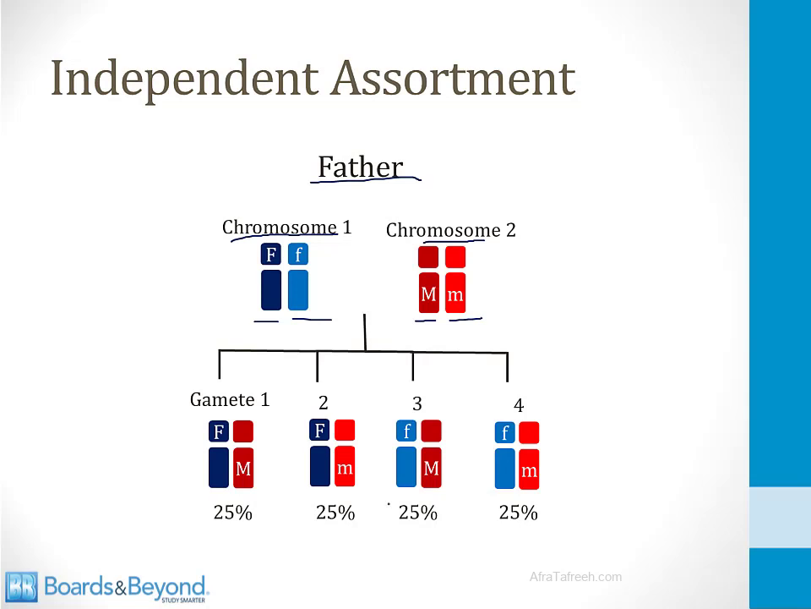Because these genes are found on different chromosomes, they will independently assort, and the gametes will be a mixture of all the possibilities. In other words, 25% of the gametes will contain a capital F and a capital M gene, 25% will contain a lowercase f and a lowercase m gene, and then 25% will contain mixtures of a capital and lowercase f or m.